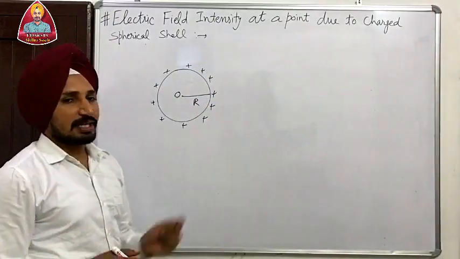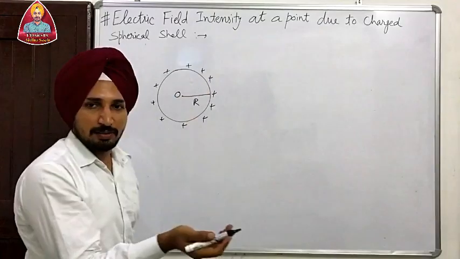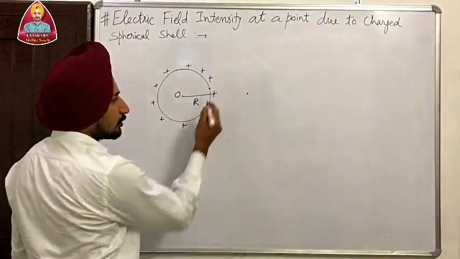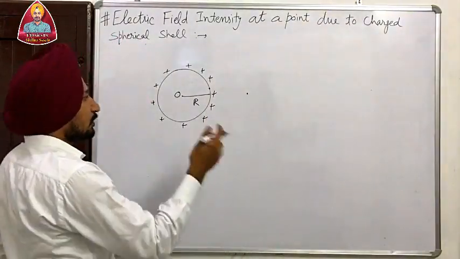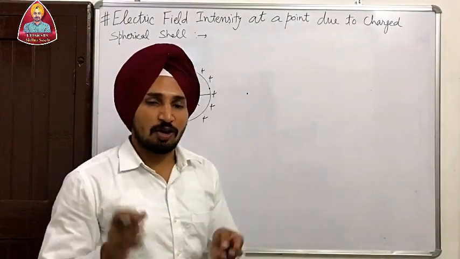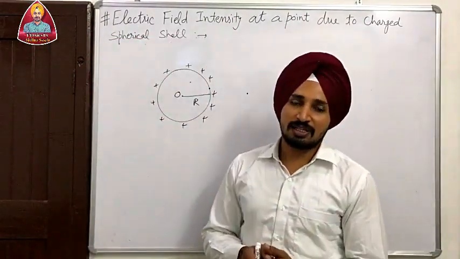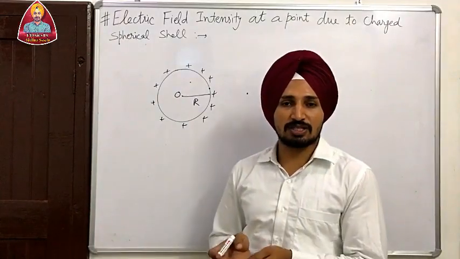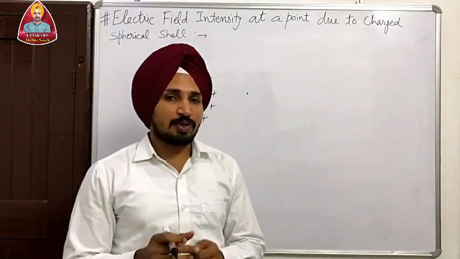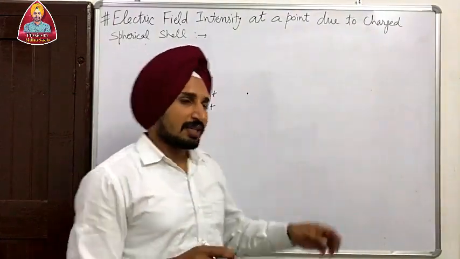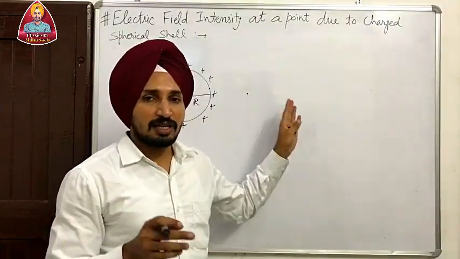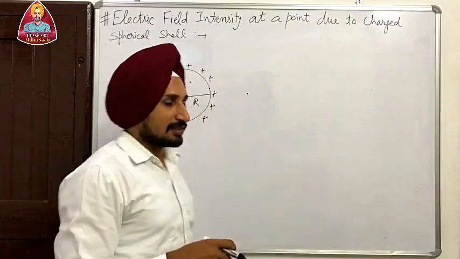So we have to find the electric field intensity at some point. The point may be outside the spherical shell, on the surface of the spherical shell, or inside the spherical shell. So we have to discuss all three cases in this topic. These three cases are asked in the board examination almost every year. It is a very important question for 5 marks. So let us start and discuss these three cases.